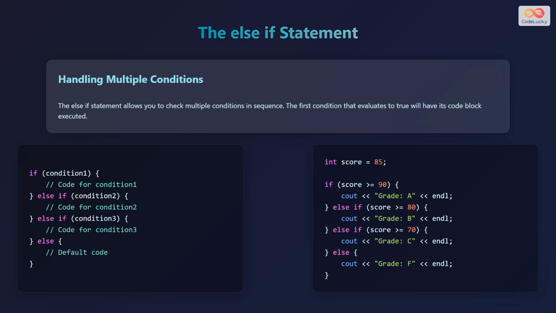The first if statement checks if score is greater than or equal to 90, and if so prints grade A. The else if statement checks if score is greater than or equal to 80, and if so prints grade B. Another else if statement checks if score is greater than or equal to 70, and if so prints grade C. Finally, if none of the above conditions are true, the else block is executed, and the program prints grade F.